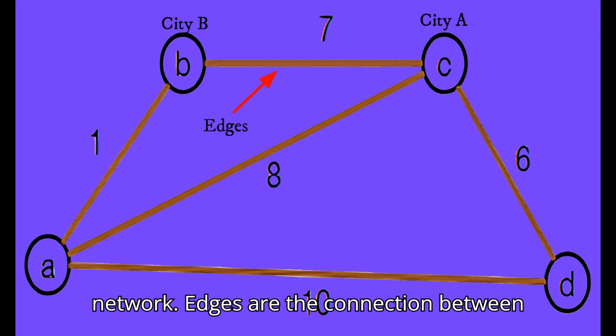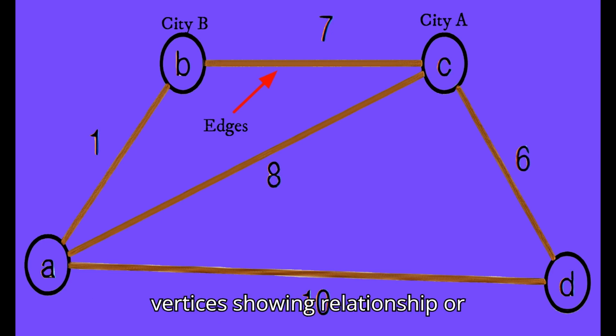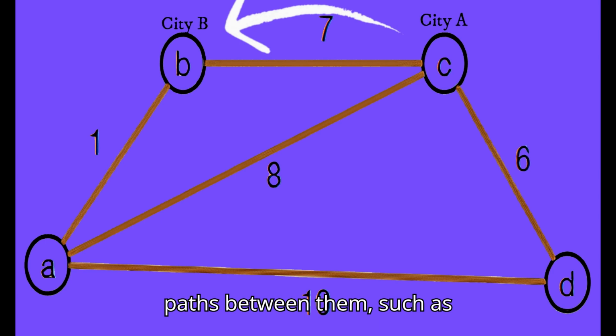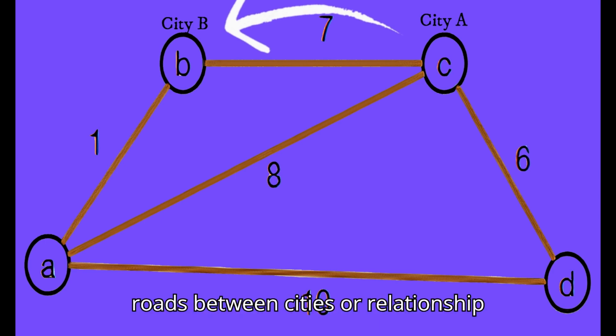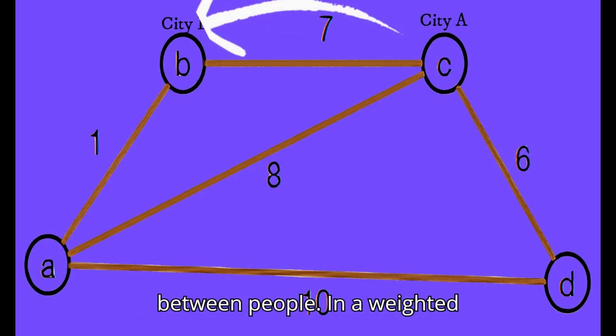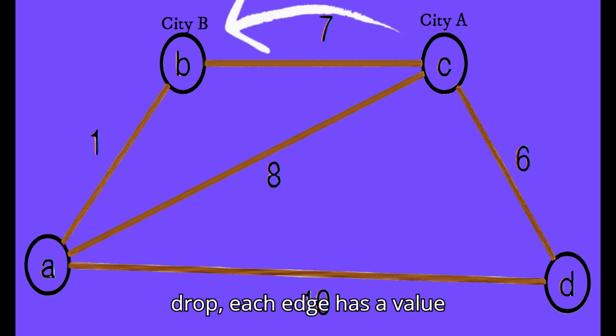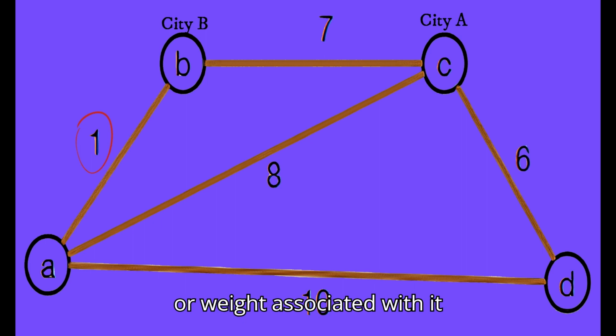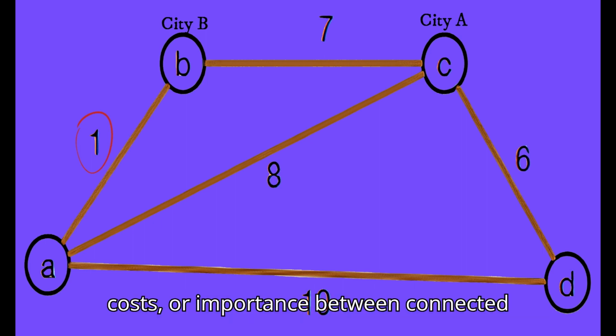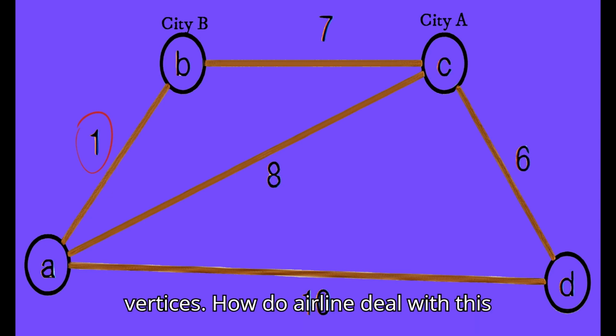Edges are the connections between vertices, showing relationships or paths between them, such as roads between cities or relationships between people. In a weighted graph, each edge has a value or weight associated with it, indicating factors like distance, cost, or importance between connected vertices.